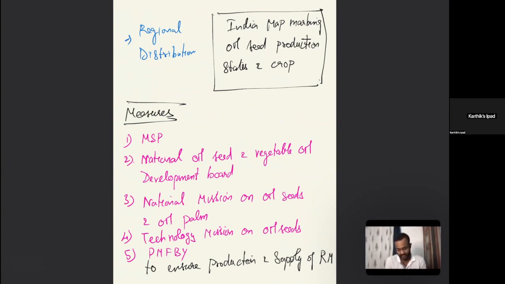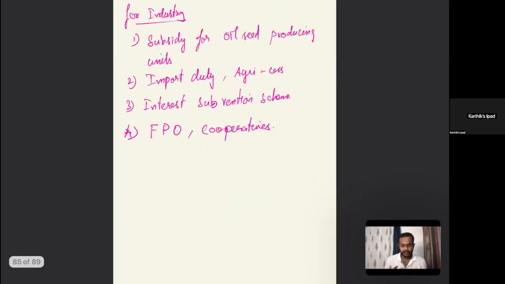This first part is what might be missed in your thought process. See, for an agriculture-based industry, assured supply of raw material is required. For that, the government will always ensure the production and supply of the raw materials. So in case of edible oilseed industries, MSP, National Oilseed and Vegetable Oil Development Board, National Mission on Oilseeds and Palm Oil, Technological Mission on Oilseeds, Pradhan Mantri Fasal Bima Yojana, all these will ensure the production and availability of raw materials, so the industry runs with continuous supply, right?